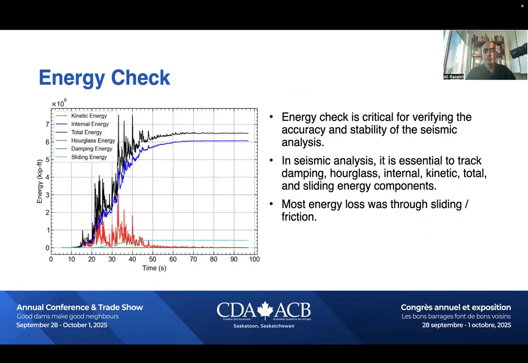Energy checks we always perform as part of our sanity check and verification. It's critical for verifying the accuracy and the stability of seismic analysis. We track damping, hourglass energy, internal energy, kinetic energy, total energy, and sliding energy. And they should add up. As is seen in this picture, most energy loss was through sliding and frictional energy loss.